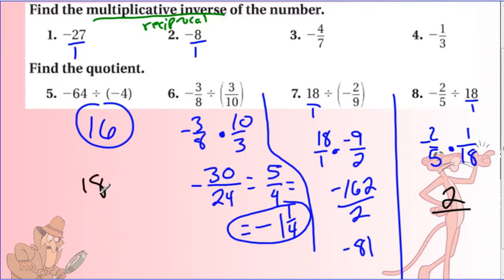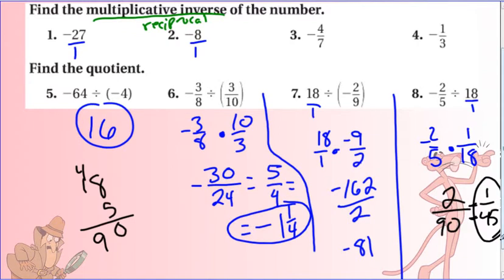So 18 times 5 is 40, and 5 plus 4 is 9. So you got 90. And a little simplified, they're both even, so I can divide top and bottom by 2. 1 over 45. And that's done. Oh, and it's negative, because the signs are different, the answer is a negative.